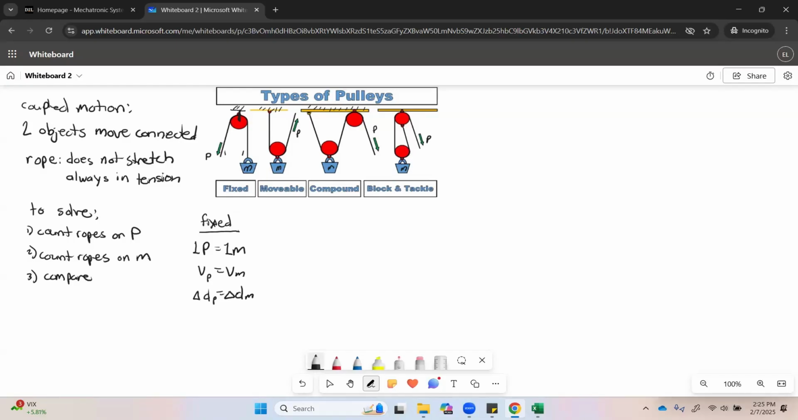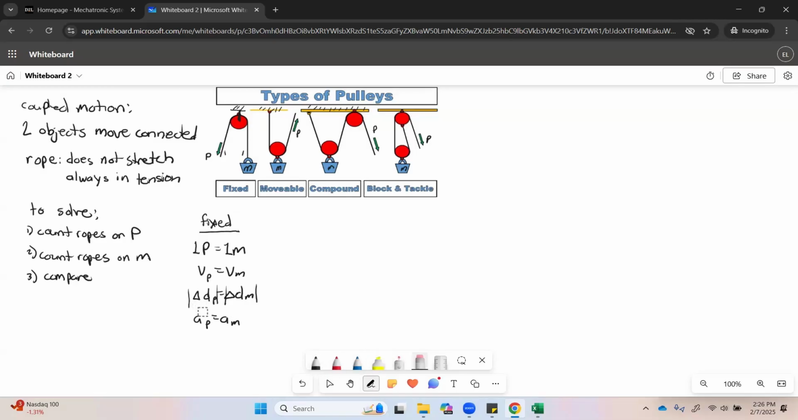So the mass went up, the pulley went down. This is an absolute thing. So we're dealing with scalars here, not vectors. But if it asks for velocity, that's a vector. Okay, so basically if someone pulls on P 1 meter down, the mass goes 1 meter up. That's what this is saying. And then similarly, acceleration of P, not vector, just acceleration, equals acceleration of the mass.